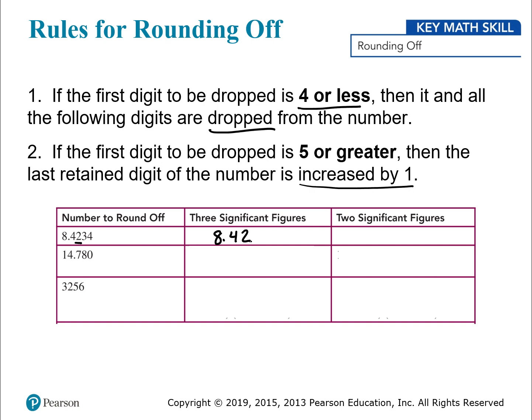For 2 significant figures, we're looking at 8.4 and then looking to the 2 to see whether or not we have to drop everything or increase by 1. 2 is definitely 4 or less, so we're just going to drop it. 8.4.